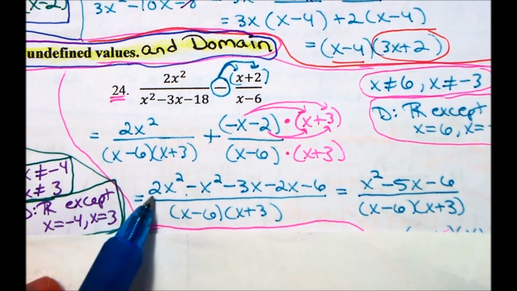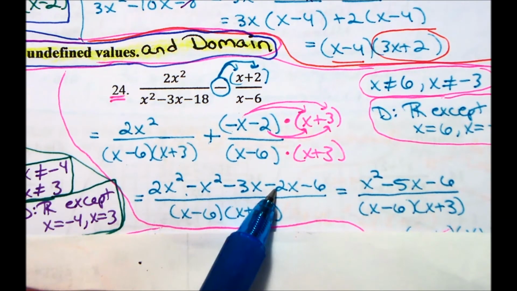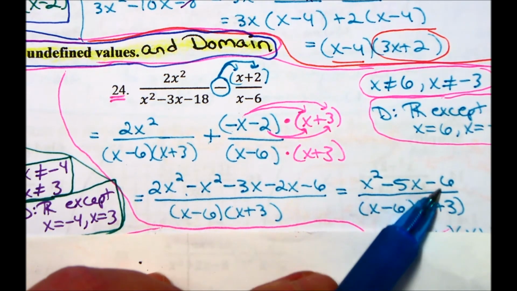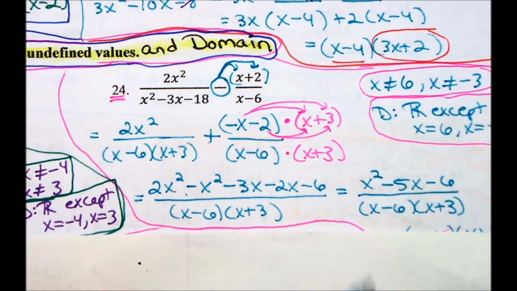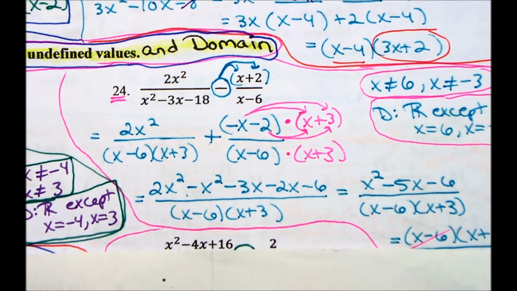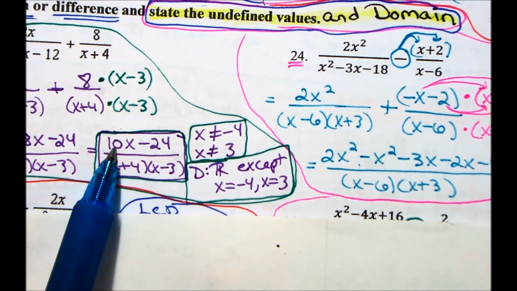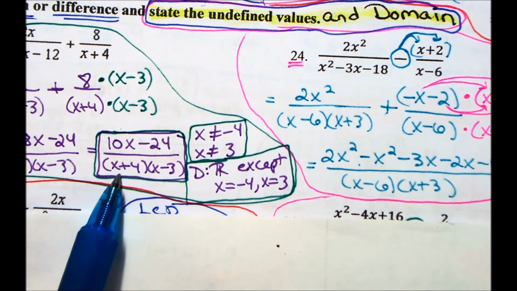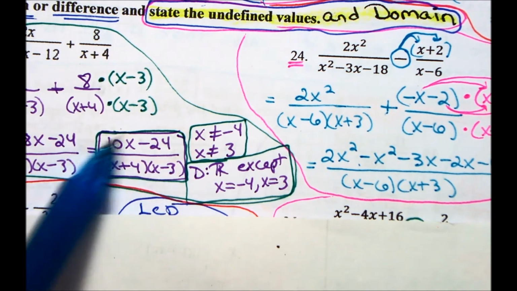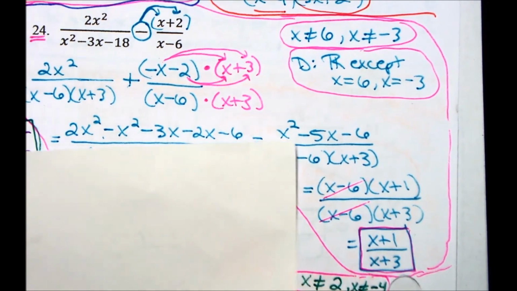Now combine like terms. 2x squared minus x squared is just 1x squared. Negative 3x and negative 2x is negative 5x, and then we have our minus 6. At this point, you always want to check to see if you can reduce this, or if you can factor the numerator. And if it can be factored, can it be reduced with one of the things in the denominator? So the last problem, the only thing I could factor out would be a 2. If I factored out a 2, it would not reduce with either one of these denominators, which is why I did not go further. But in this problem, you can factor your numerator.